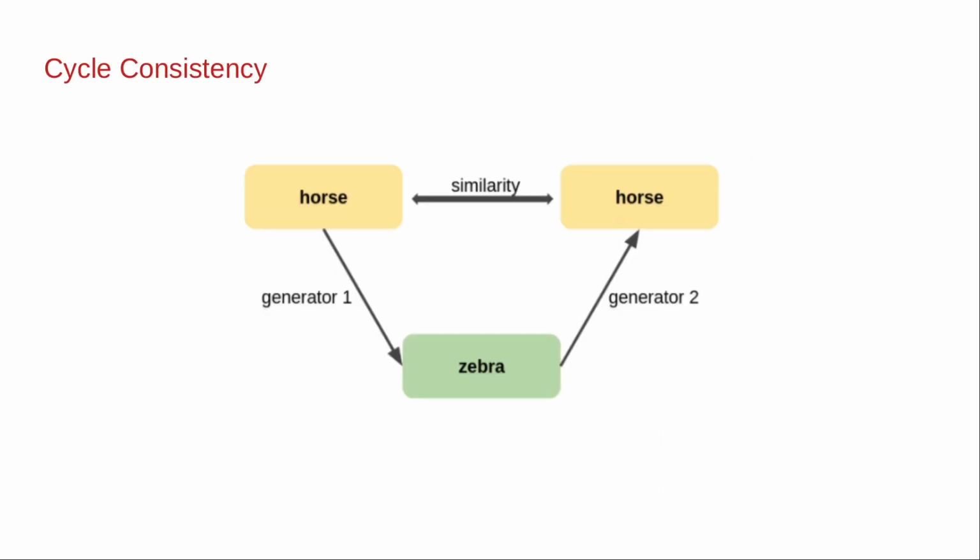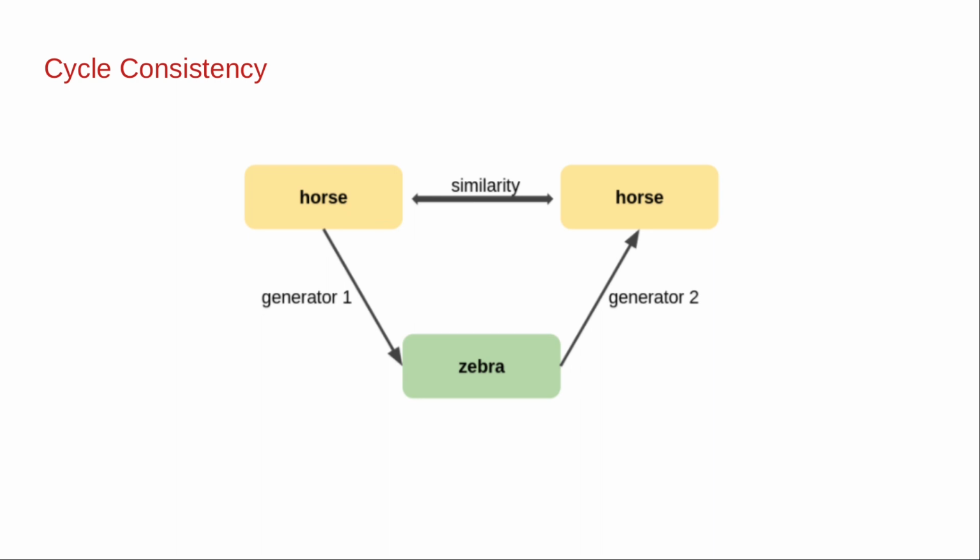Now, one of the most important concepts in the CycleGAN paper is cycle consistency. Let's look at this image. I have horse images and zebra images. Horse images belong to domain 1 and zebra belongs to domain 2. Now, domain 1, that is a horse image, is input to generator 1 and that outputs a zebra. Now, the zebra is again input to generator 2 and that outputs back a horse.